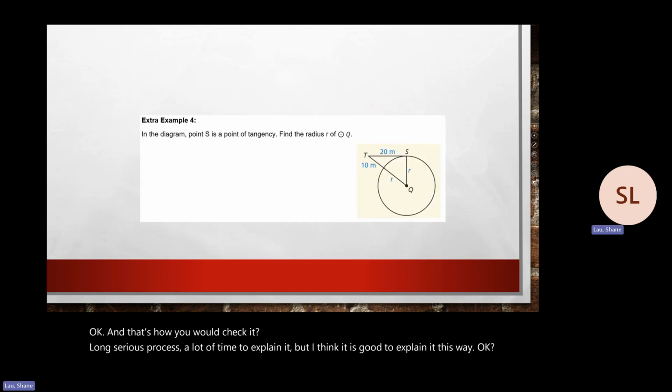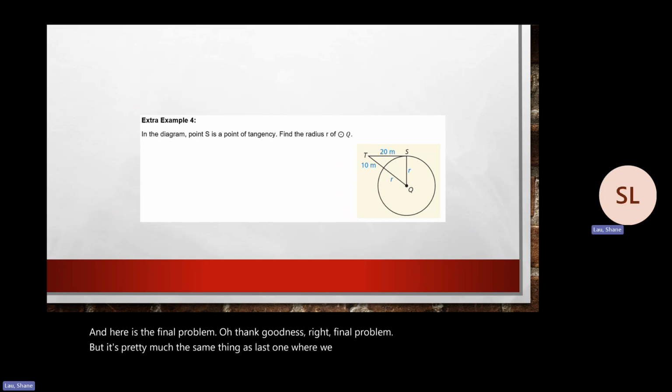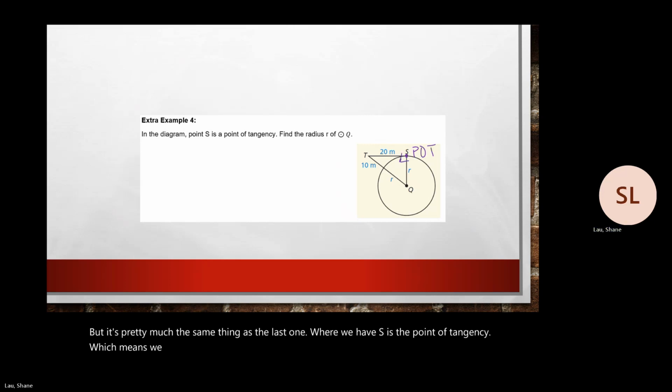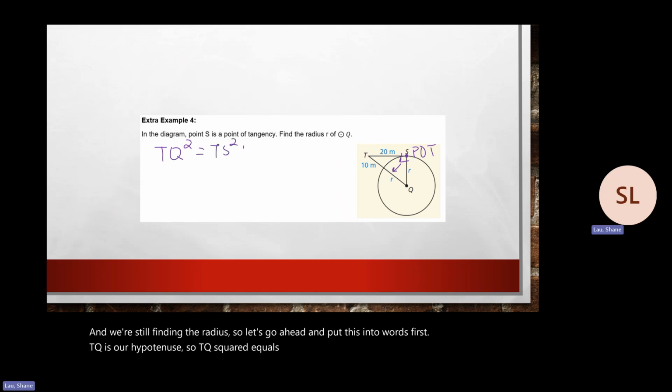And here is the final problem. Oh, thank goodness, right? Final problem. But it's pretty much the same thing as the last one, where we have S is the point of tangency, which means we have our right angle here, which means that the opposite side is our hypotenuse. Okay, we're still finding the radius. So let's go ahead and put this into words first. TQ is our hypotenuse, so TQ squared equals TS squared plus SQ squared, because those are our legs.